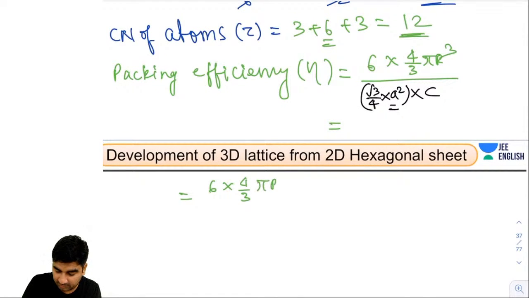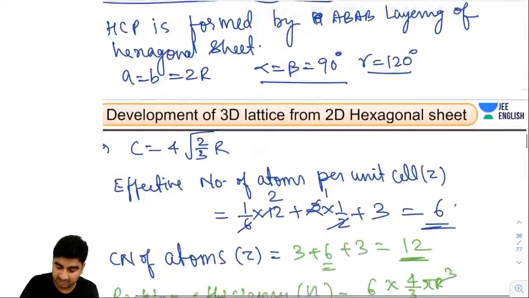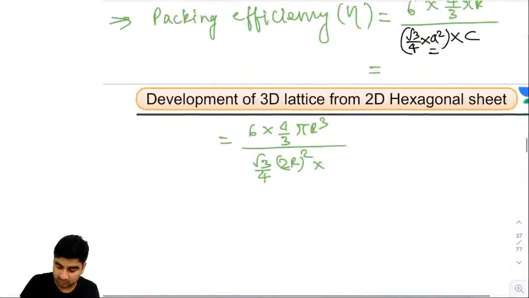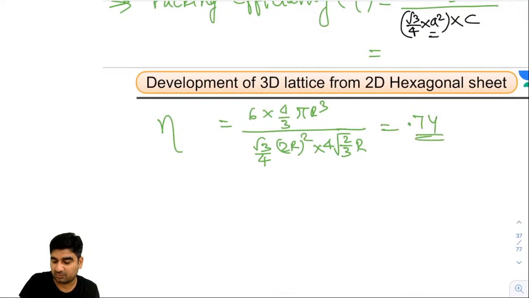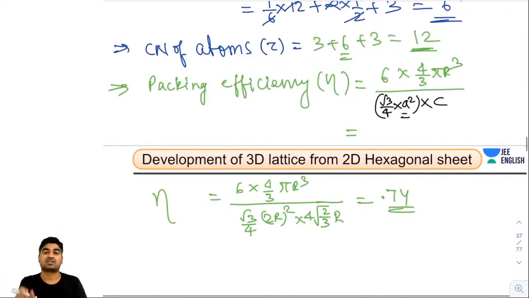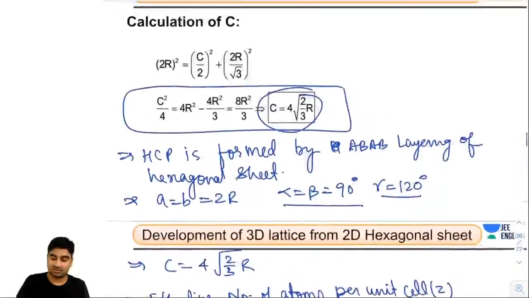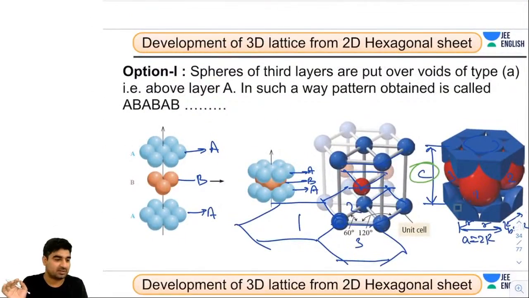6 into 4 by 3 pi r cube over root 3 by 4. And what is C, guys? 4 into, yes, and you will be getting 0.74. So again, the efficiency of hexagonal close packing will also be 0.74. Note it down. And please take a snapshot of all these diagrams. These will help you when you will be revising this chapter again.